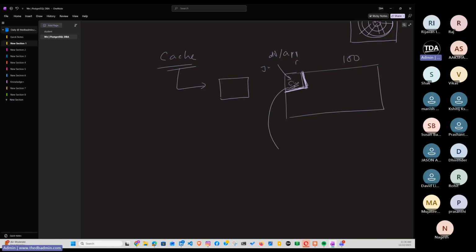So if this is cache, then what is buffer? If this is cache, what do you mean by buffer? Because buffer is a concept that we use again and again. So what is cache? What is buffer?